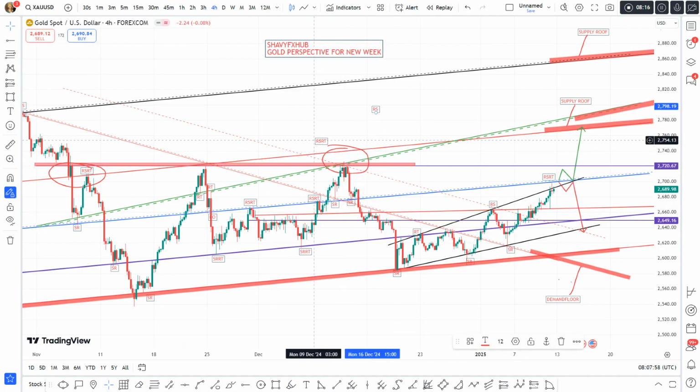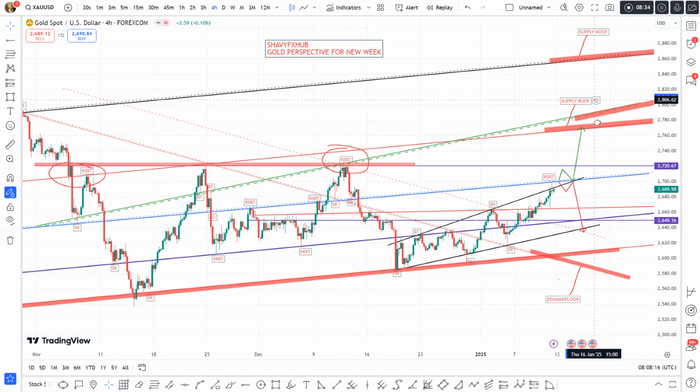So let's take this out and make it an ROS RT. ROS RT means a retest becomes, resistance becomes support on break of structure, and as well a retest candle to a broken structure. So it's serving two functions, and we have here as a supply roof and as a potential ROS zone that when price returns at this level, we look out for a potential bearish opportunity.